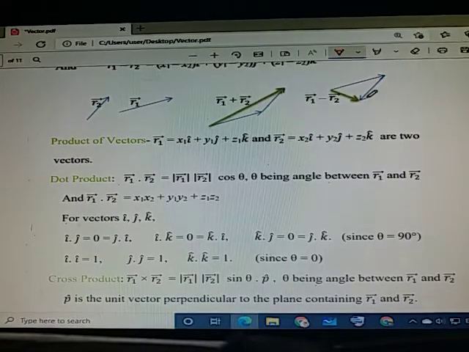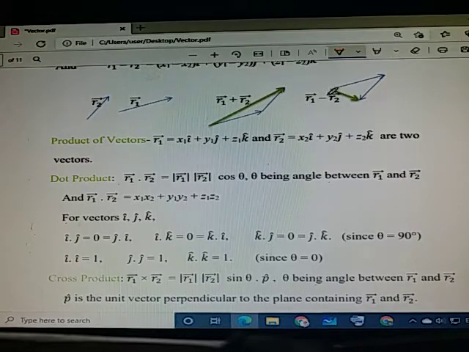Similarly, for R1 minus R2, first you consider R1, then in the opposite direction of R2 you bring it, and this is R1 minus R2. So this is subtraction. It is just algebraic addition and subtraction, and the coefficients are the coefficients of i, j, k. Then products: two types of products are here.